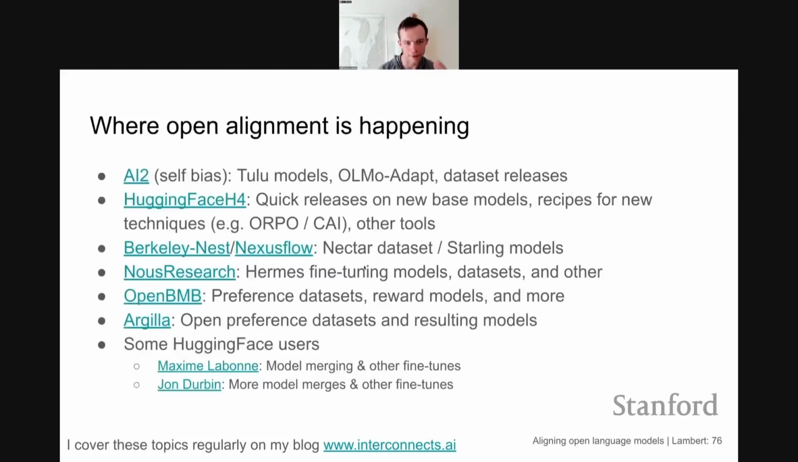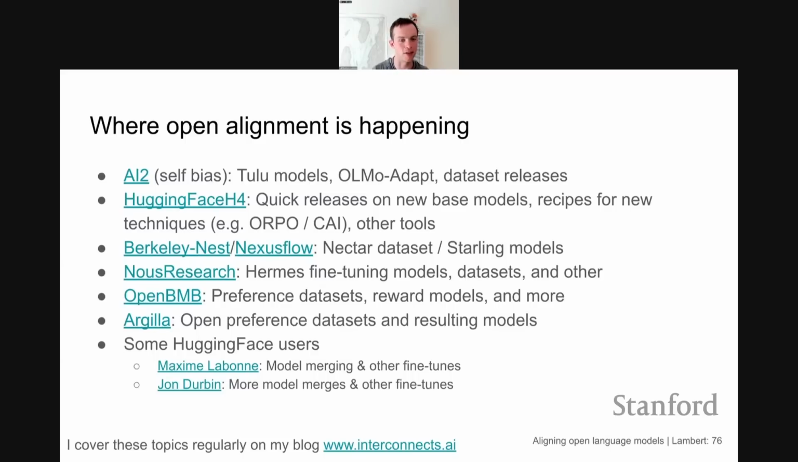I kind of identified some people that I'm following to see where new models come out. So I try to release models at AI2. HuggingFace quickly turns around new aligned models under the Zephyr brand. There are the Berkeley Nexus Flow people building data sets and Starling models. Nous Research started as just a guy, Technium, fine-tuning models, and now it's a company for fine-tuning models.